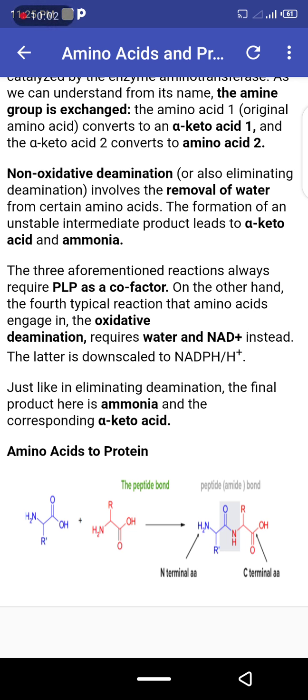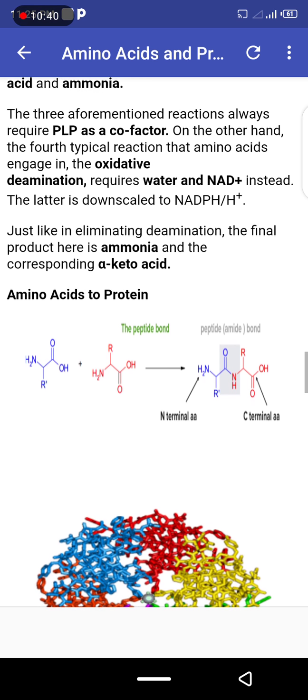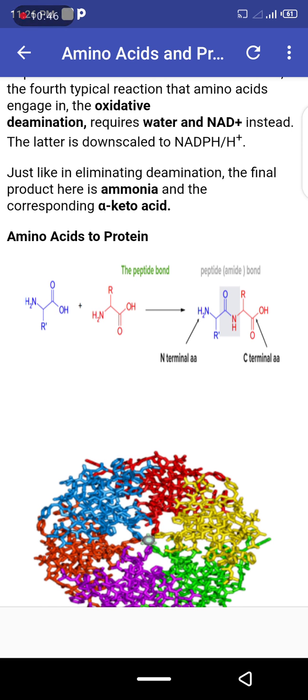Non-oxidative deamination, also called elimination, involves the removal of water from a certain amino acid. The formation of an unstable intermediate product leads to an alpha keto acid and ammonia. The three aforementioned reactions always require PLP as a cofactor. On the other hand, the fourth typical reaction that amino acids engage in, the oxidative deamination, requires water and NAD+ instead. The latter is reduced to NADH plus H+. Just like the elimination deamination, the final products here are ammonia and the corresponding alpha keto acid.